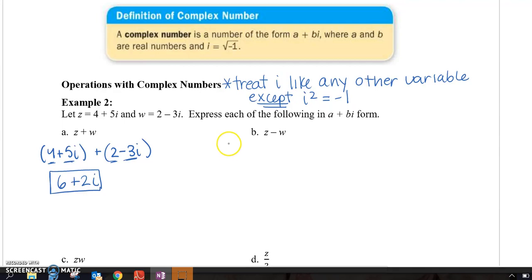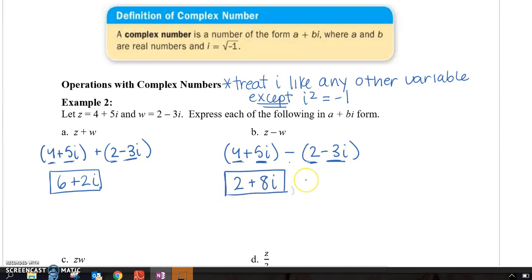So let's do z minus w. So 4 plus 5i minus 2 minus 3i. 4 minus 2 is 2. 5i minus a negative 3i is like 5 plus 3i. So 8i, so we get 2 plus 8i.